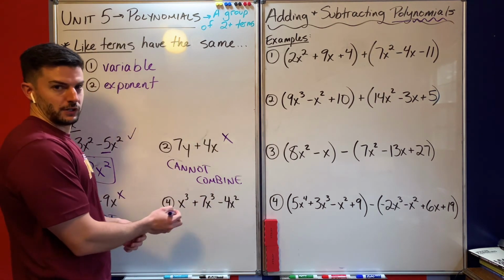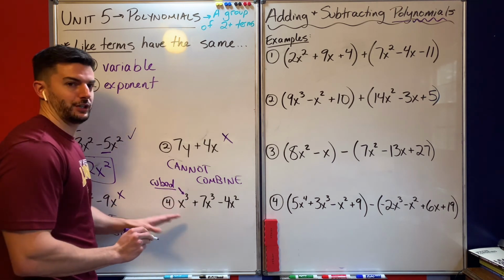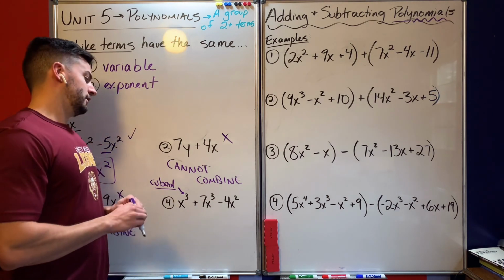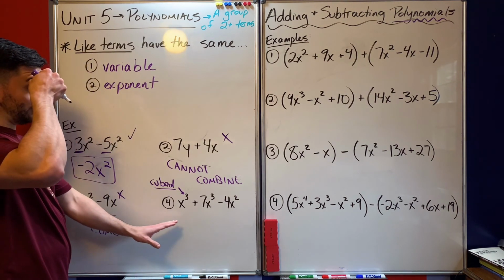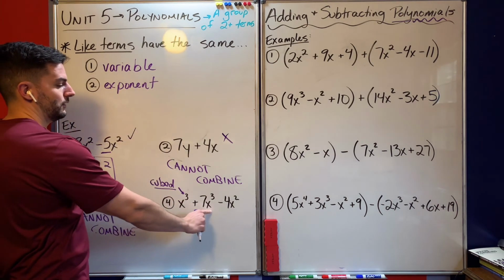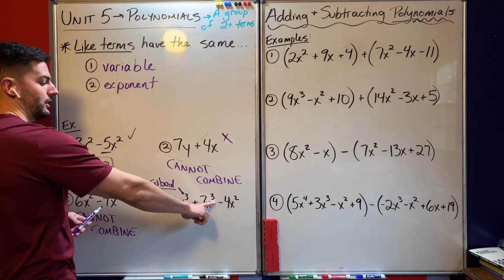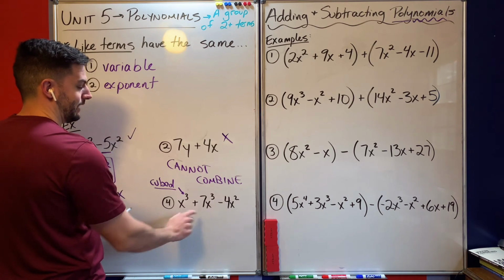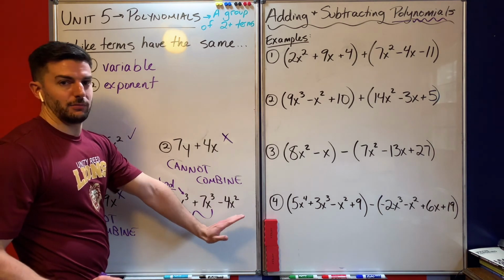Number 4, x cubed plus 7x cubed minus 4x squared. Cubed is the math word that means a 3 exponent, just like how a 2 exponent is squared, a 3 exponent is cubed. Can we add these? We have 3 terms here, so we have to think about all of them. All 3 have x's, so same variable. These two have the same exponent, but this one doesn't. So I can add these two together, but this one cannot combine with either of them.